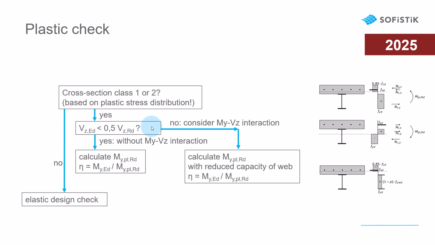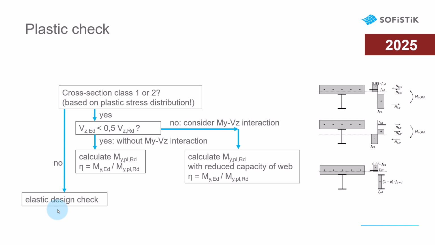If the utilization of the shear resistance, on the other hand, is bigger than 50%, then we have to consider the interaction. This is done by calculating the bending resistance with a reduced capacity of the web, as sketched here. The reduction of the web strength depends basically on the shear utilization. Then we can do the check, respectively calculate the bending utilization as previously, by comparing resistance against acting bending moment.